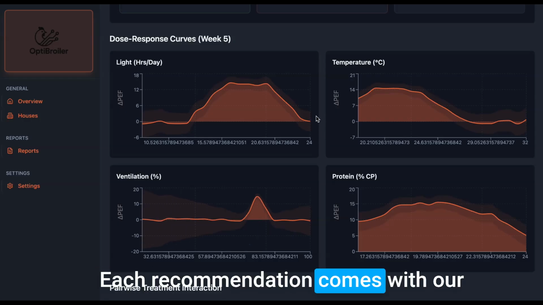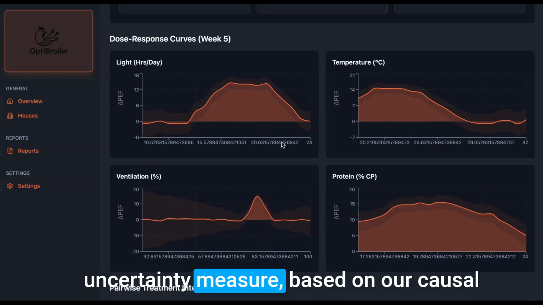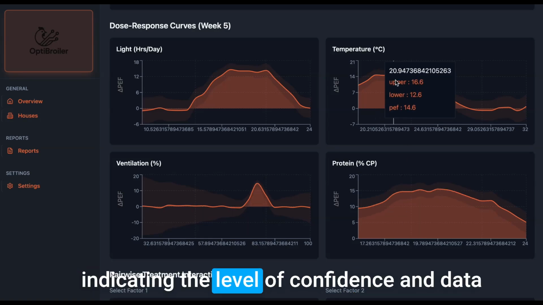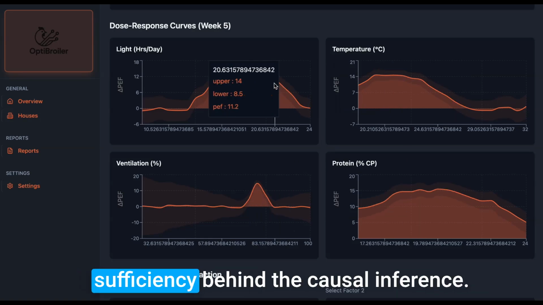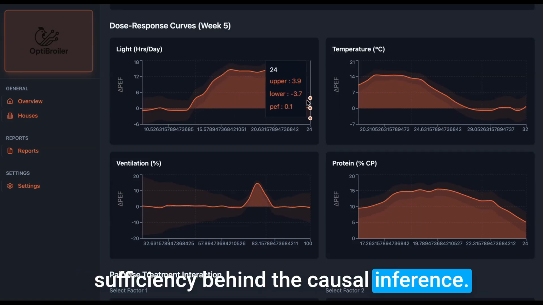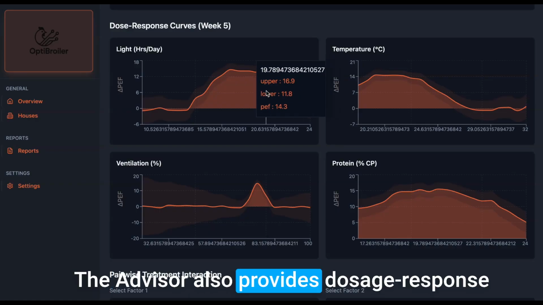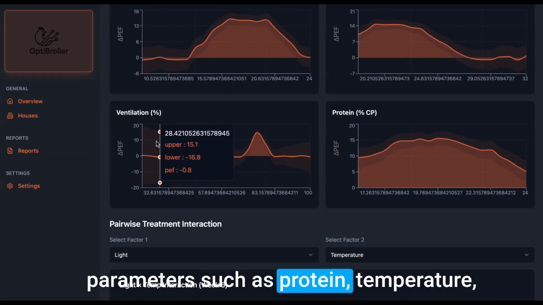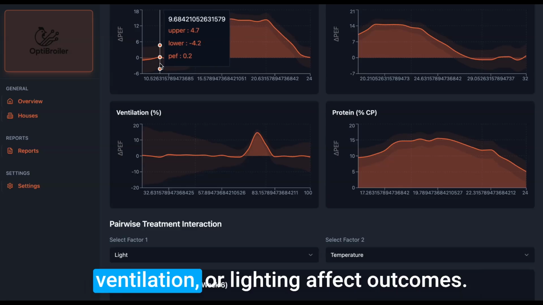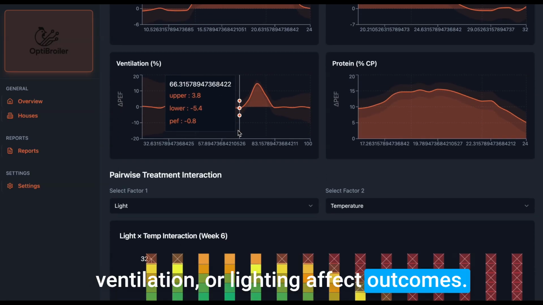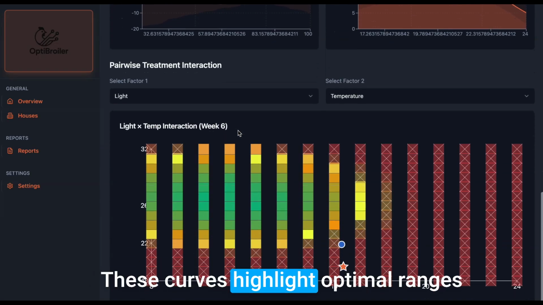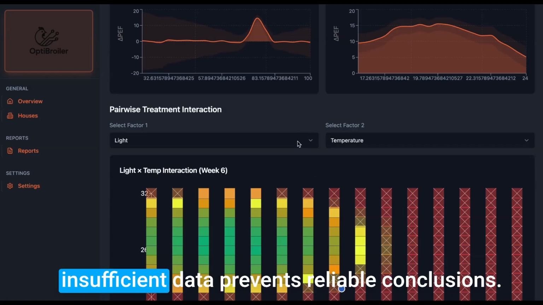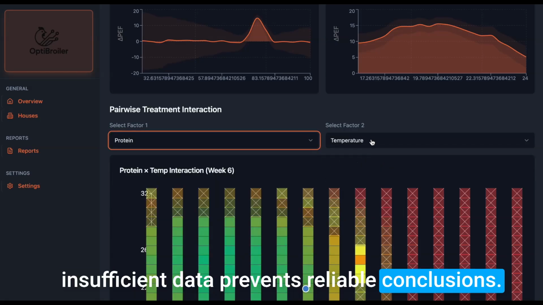Each recommendation comes with our uncertainty measure, based on our causal uncertainty and sensitivity measures, indicating the level of confidence and data sufficiency behind the causal inference. The advisor also provides dosage response curves, showing how changes in parameters such as protein, temperature, ventilation, or lighting affect outcomes. These curves highlight optimal ranges while clearly marking danger zones, where insufficient data prevents reliable conclusions.